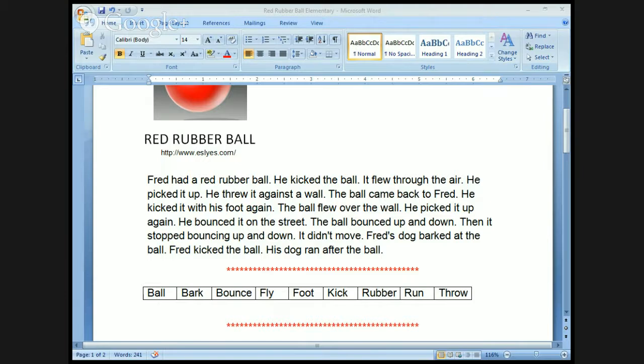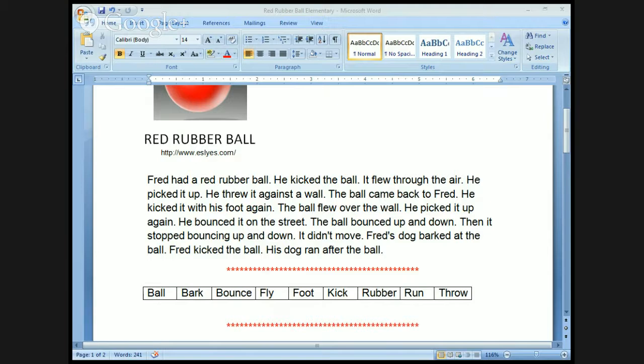He kicked the ball. Who kicked the ball? Fred kicked the ball. What did Fred kick? Fred kicked the ball. Was it a ball that Fred kicked? Yes, it was a ball that Fred kicked. Now we have two sentences further demonstrating that we are understanding the subject. And the subject today is a red rubber ball.